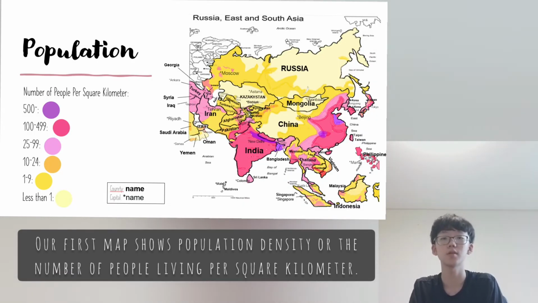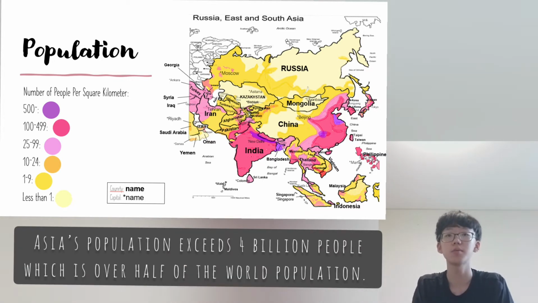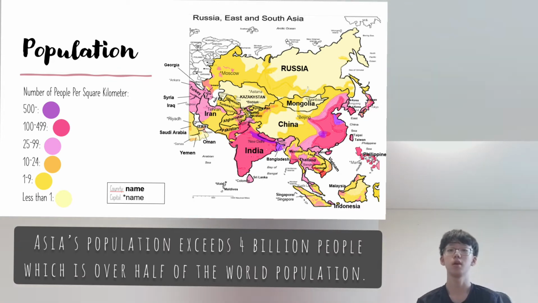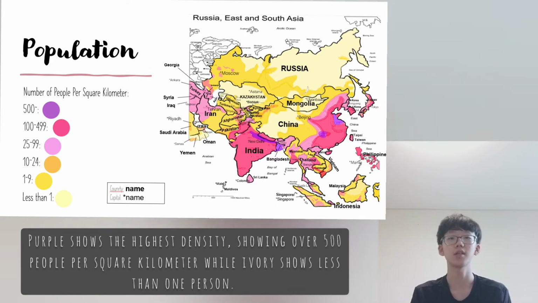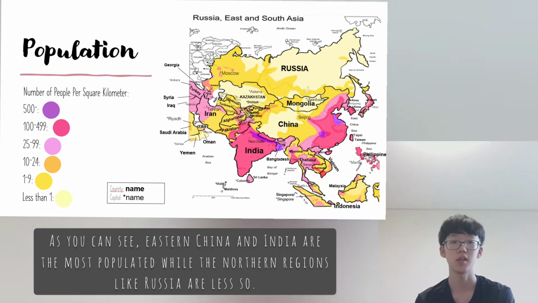Our first map shows the population density, or the number of people living per square kilometer. Asia's population exceeds 4 billion, which is over half of the world population. Purple shows the highest density, showing 500 people living per square kilometer, while ivory shows less than 1. As you can see, Eastern China and India are the most populated, while the northern regions like Russia are less so.